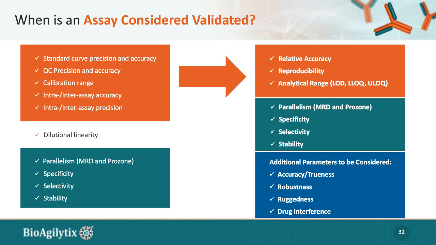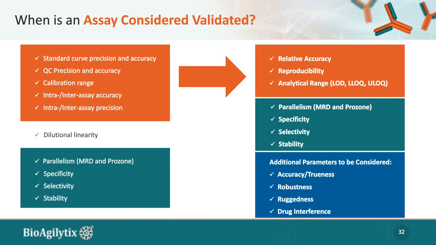So let's talk a little bit about, again, the panel on the right side. We already talked about the concept of relative accuracy. I think I've overstressed that reproducibility is one of the key factors. The LOD, LOQ, those are obviously ULOQ, LLOQ, those are parameters that we always measure. We already talked about parallelism, specificity, selectivity, stability. Those are important factors that need to be measured.